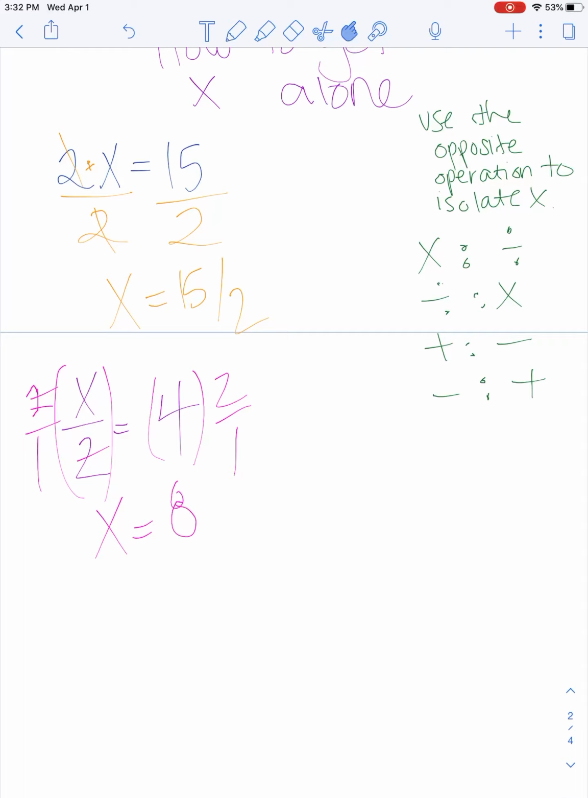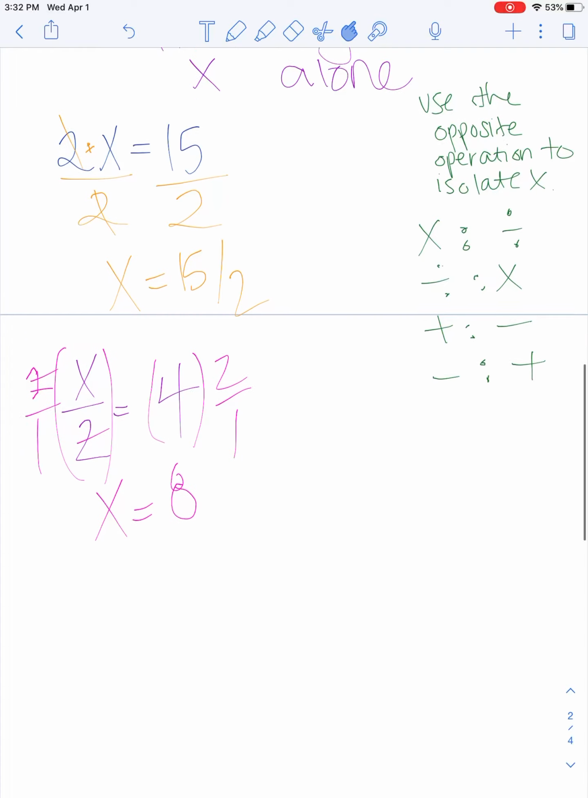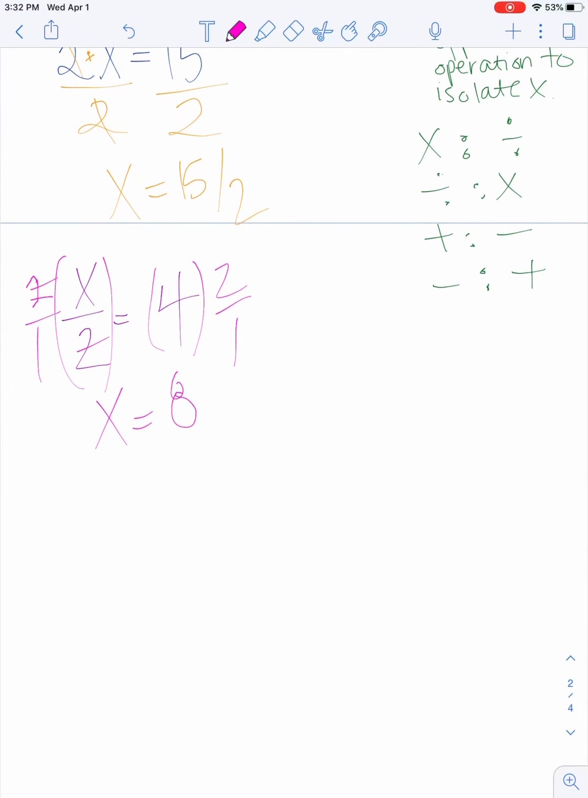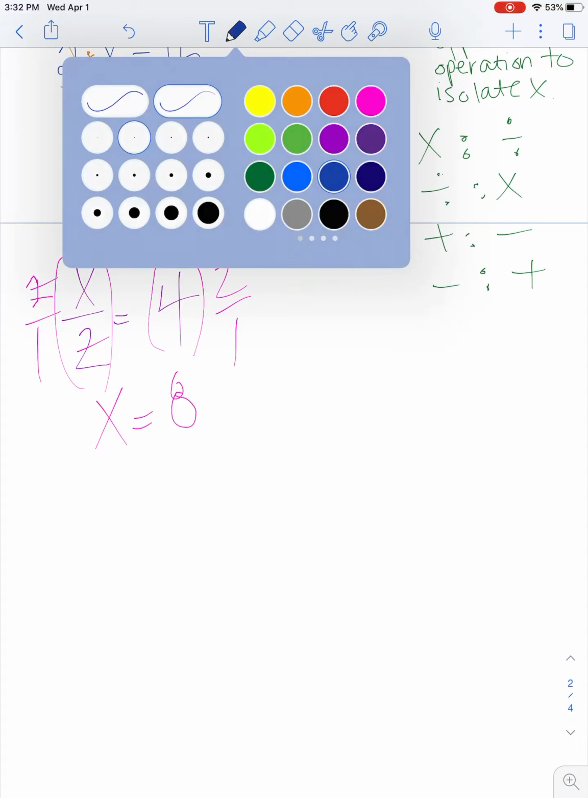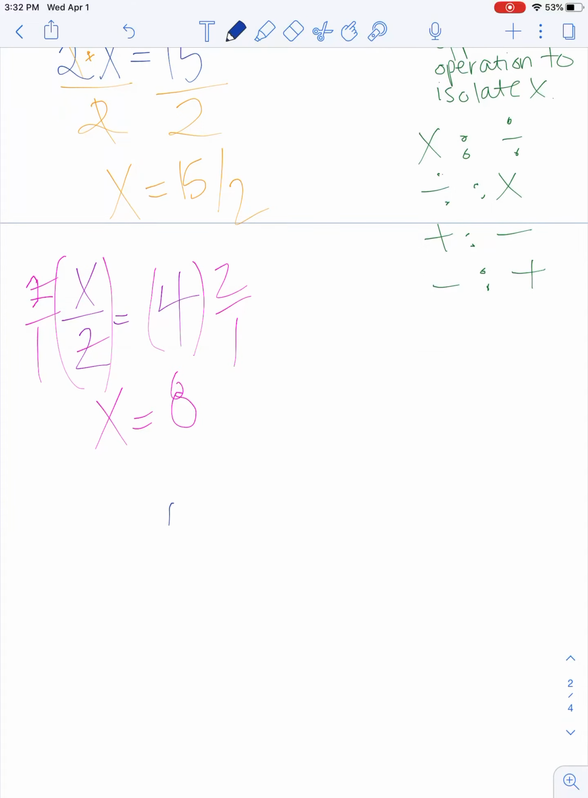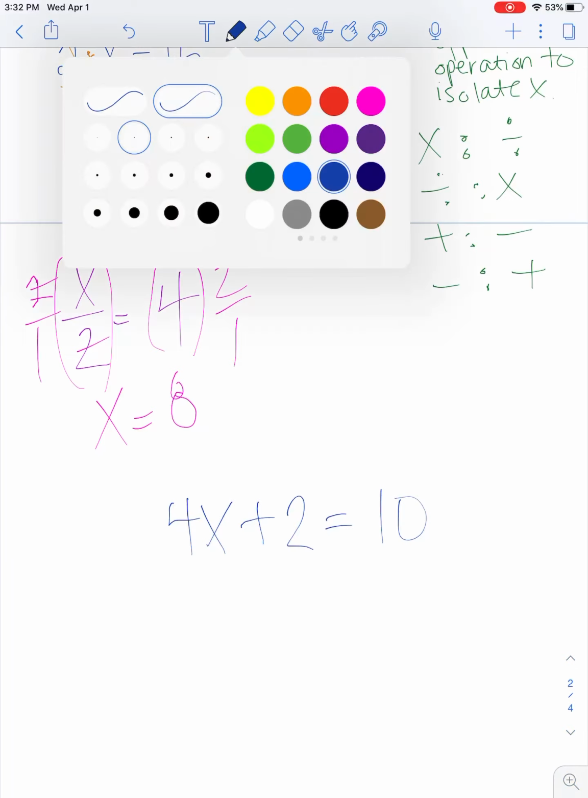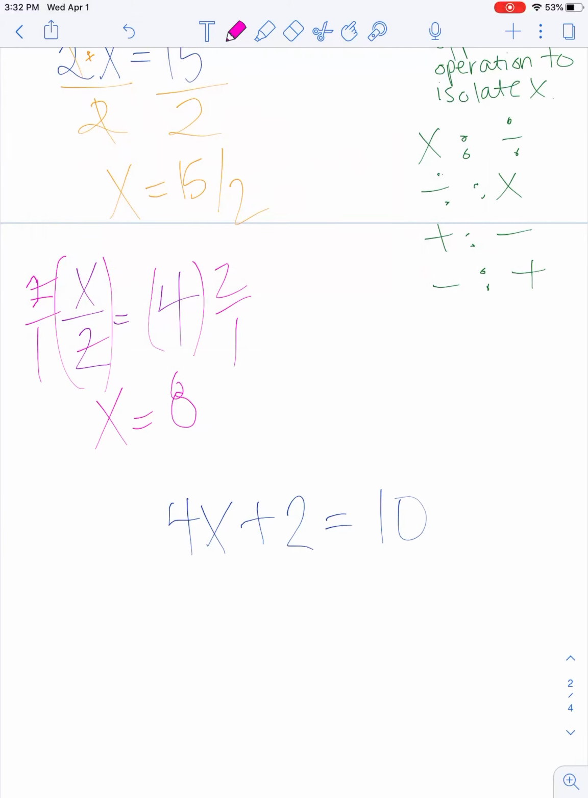And then for addition and subtraction, usually that's going to be in your big, long equation. So let's say we have 4x plus 2 equals 10. If I want to start getting x on its own, I still use opposite operation. If 2 is being added to 4x, I'm going to subtract 2 to get rid of it. But whatever you do to one side, you have to do to the other side. So I get rid of 2. I've still got 4x now equals 8.